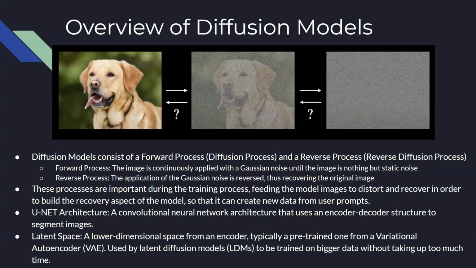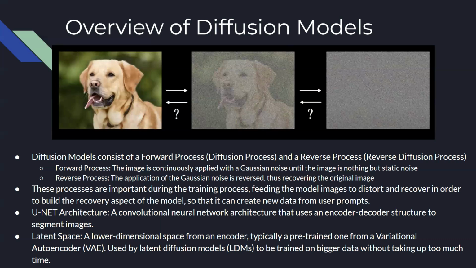So what that basically means is that when it comes to the training of these models, what we're mainly focusing on is this recovering process, aka the reverse process. That way, when the diffusion model comes into play, the user could just input a prompt and then the model itself will take the user input and essentially create new data from that input based off the training data that it's received.